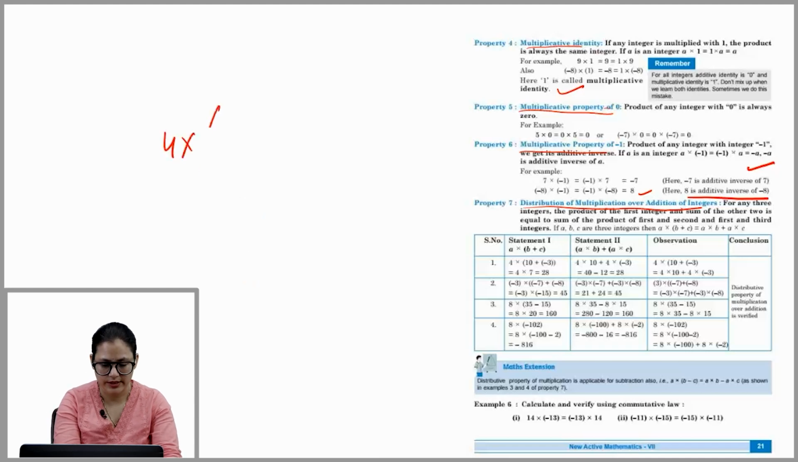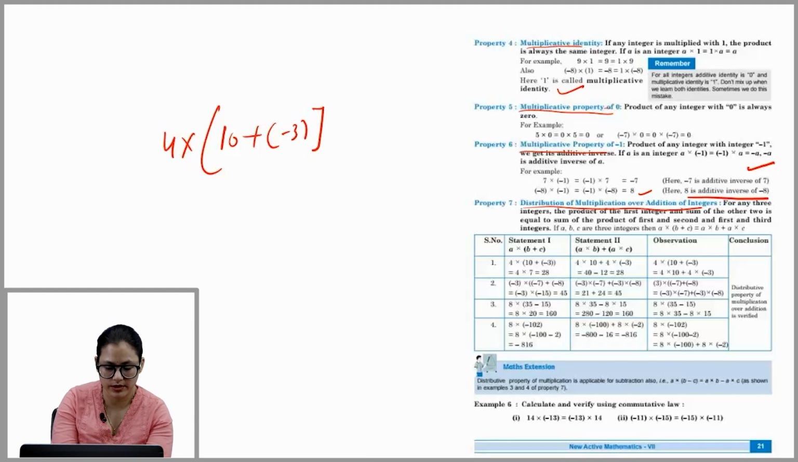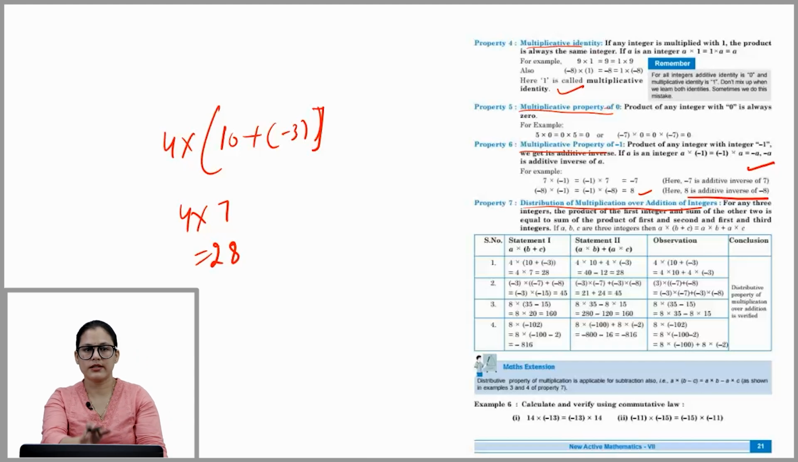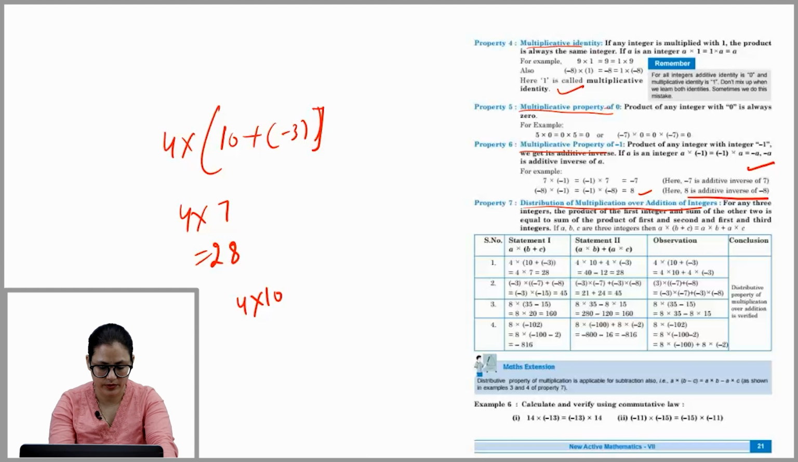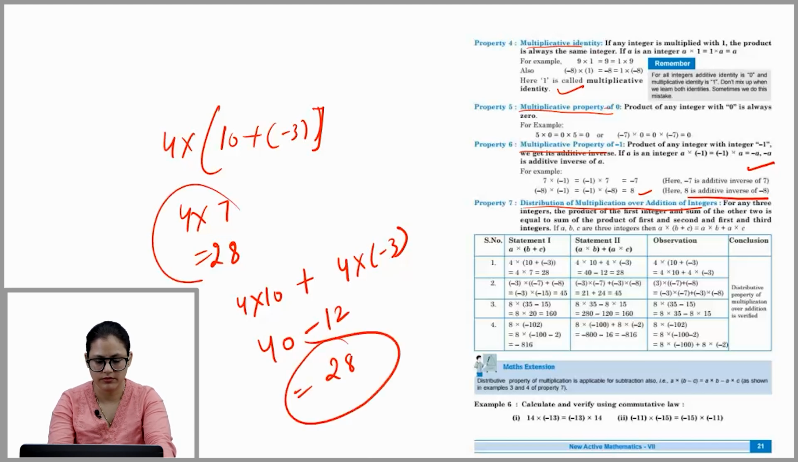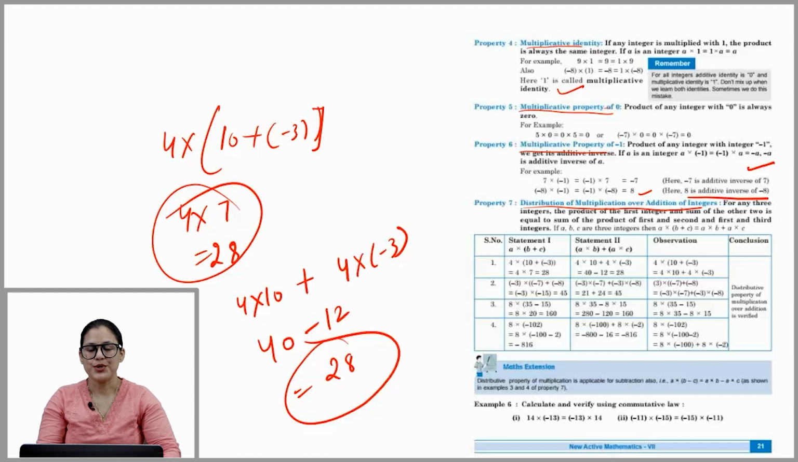4 into (10 plus minus 3). Okay. So it will become 4 into 7, that is 28. Okay. This is statement 1. Now statement 2, what does it say? It says 4 into 10 plus 4 into minus 3. So 40 minus 12 is equal to 28. The product is the same. Okay. So distributive property of multiplication over addition is verified. Okay. You can also check in these examples also.